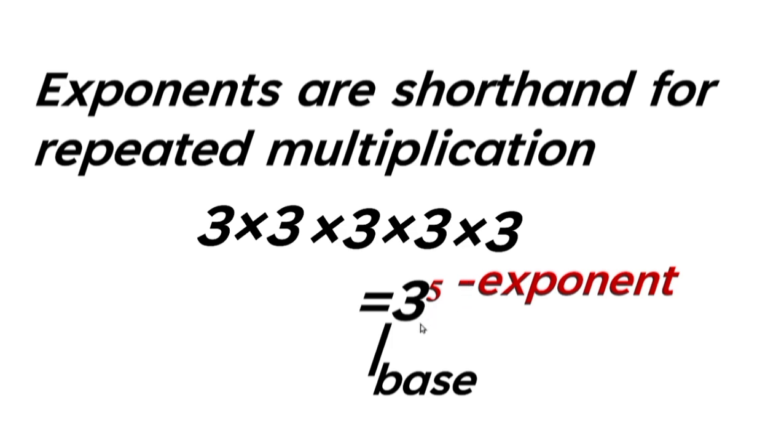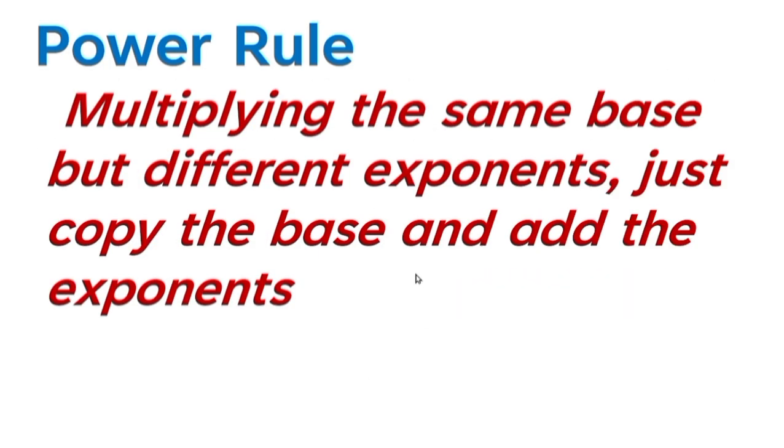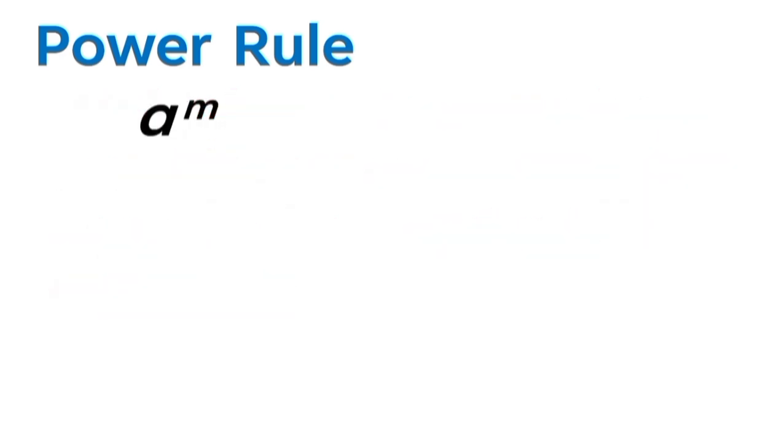So the power rule of exponents states that when multiplying the same base with different exponents, just copy the base and add the exponents. We have a to the power m times a to the power n is equal to a to the power m plus n. So you add the two exponents m and n.